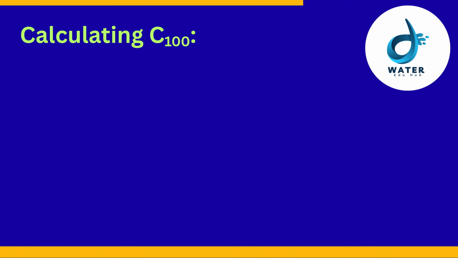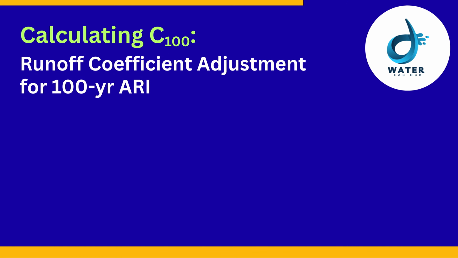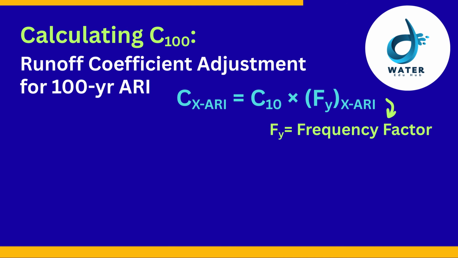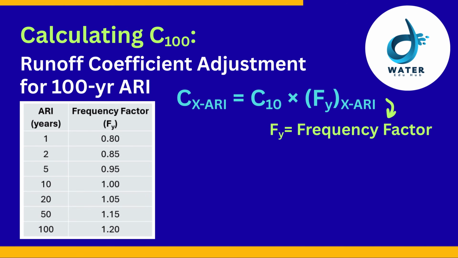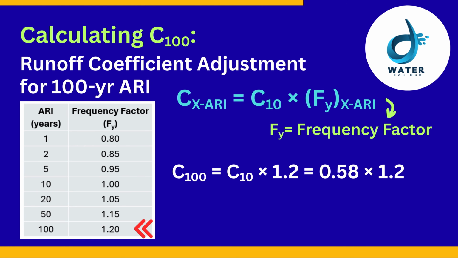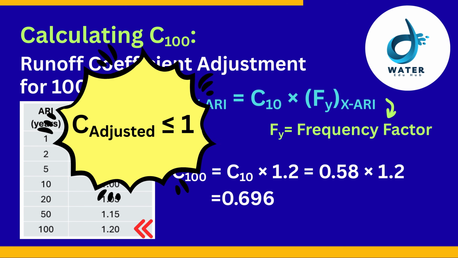Then we need to adjust the runoff coefficient for 100-year ARI. For this, the AR&R guidelines suggest multiplying by suitable frequency factors using the below table. As you can see, the frequency factor for 100-year ARI is 1.2, so we can adjust the runoff coefficient like this. C100 is equal to C10 multiplied by 1.2, which will be 0.696. Please note that the outcome of this adjustment cannot go beyond 1.